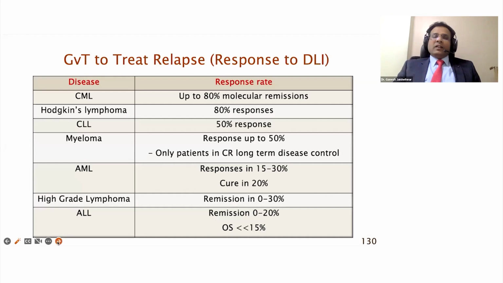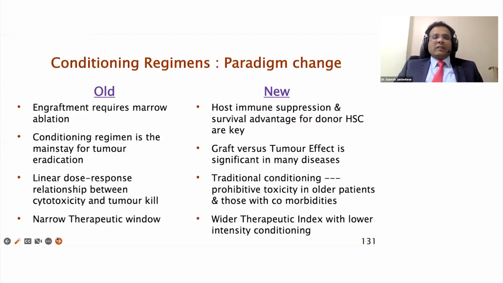So again, there are various diseases which have a different graft versus tumor effect. The effect is not uniform across all the blood cancers. CML has the highest GVL effect, where 80% molecular remission can be achieved with stem cell transplant. Hodgkin's lymphoma is another malignancy, and as you go down, AML has an intermediate GVL effect with cure in 20%, responses in 15 to 30%, and the least is in ALL, where remission is 0 to 20%, and overall survival is less than 50% if the patient has active disease at the time of transplant.